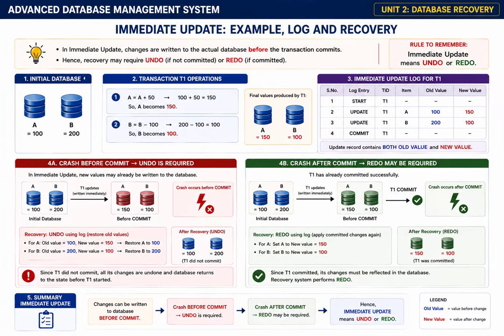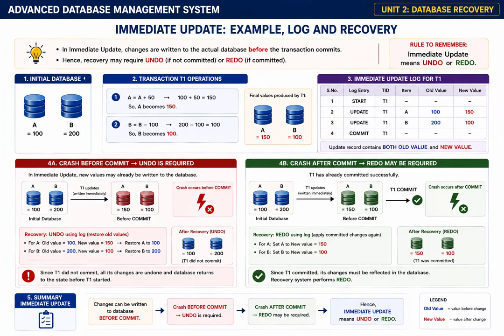Now, suppose the system crashes before commit. Because this is immediate update, the new values may already have been written to the actual database. Therefore, we need to perform undo. For A, the log tells us old value equals 100, new value equals 150. So during undo, we restore A to 100. For B, the log tells us old value equals 200, new value equals 100. So during undo, we restore B to 200. Therefore, after recovery, the database returns to A equals 100 and B equals 200. This is exactly what we expect because T1 did not successfully commit.